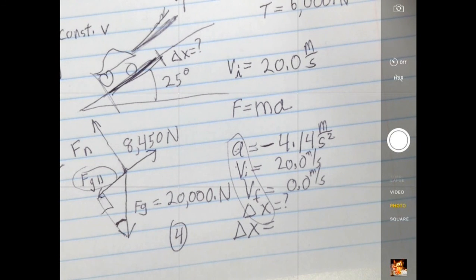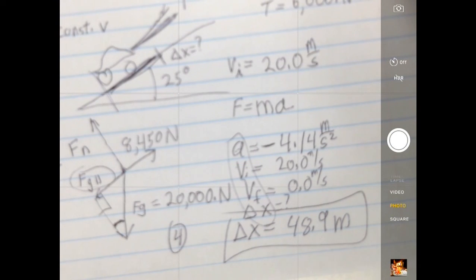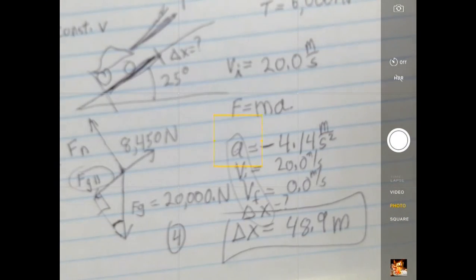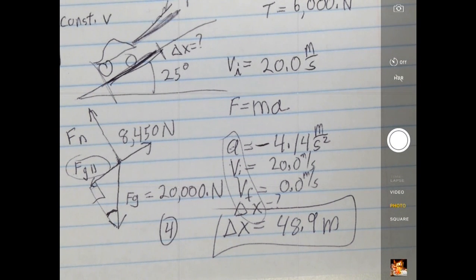Almost doing it in your head now, huh? 20 squared divided by 8.28. And it says it will coast 48.9 meters up that hill. So what I'm demonstrating right now is combining the free body diagrams, Newton's second law, with the kinematic equations of motion.